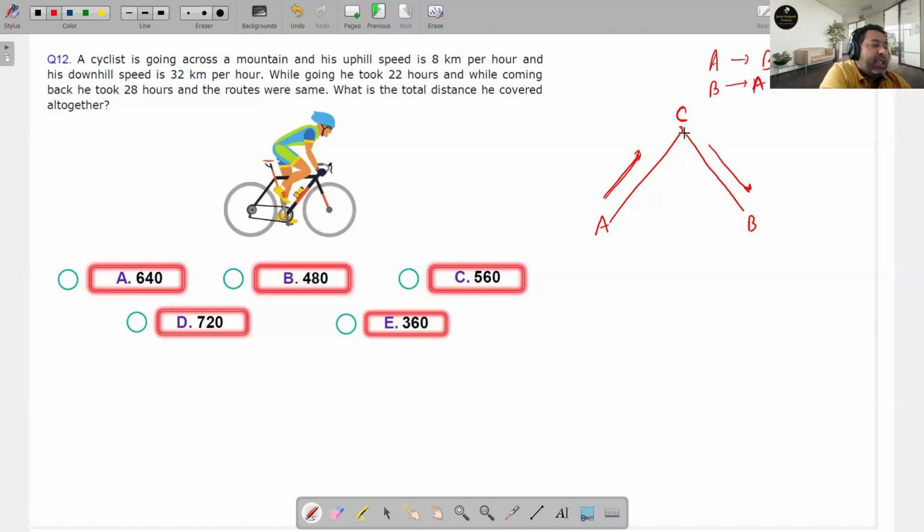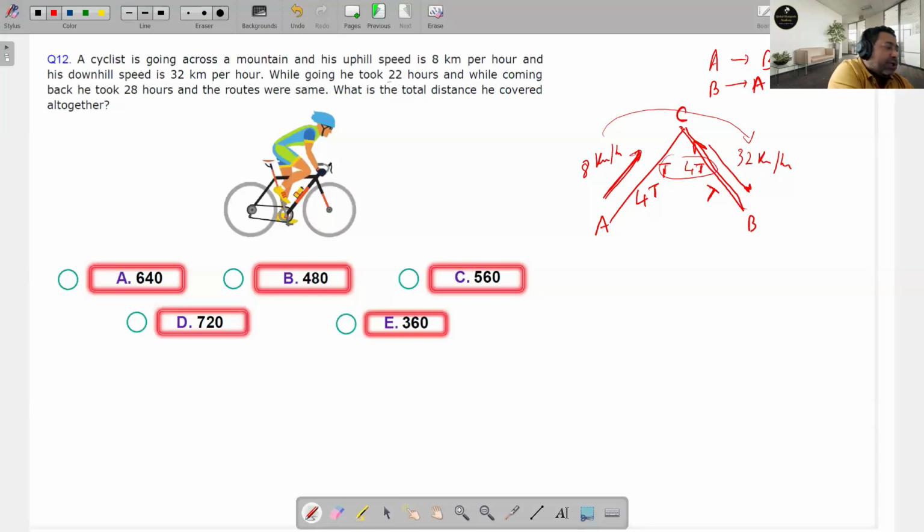If AC was equal to CB, then when he's going up at a speed of 8 km per hour, and this distance he was going 32 km per hour, this time will be, let's say, 4t. Then this time over here, because the speed is 4 times, as you can see the relationship, the time would have been t. So the total time would have been 5t. Similarly, while coming back, he would have taken 4t here and t here. So that time would have been also 5t.